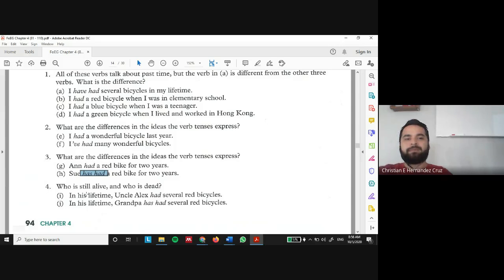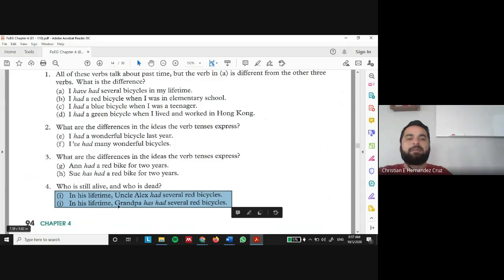Let's take a look at number 4, which is the last one de esta parte. Basically, who is still alive and who is dead? In his lifetime, Uncle Alex had several red bicycles. In his lifetime, Grandpa has had several red bicycles. It's basically the same thing, just like in the previous sentence. But now, this is implying not just ownership, but existence itself. So, ¿quién está vivo, quién está muerto? ¿Quién me dice?